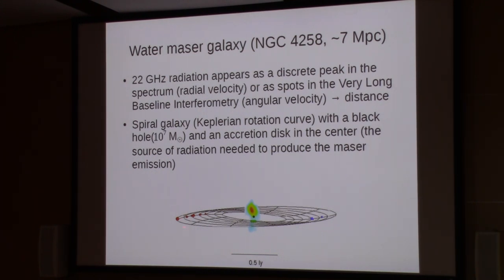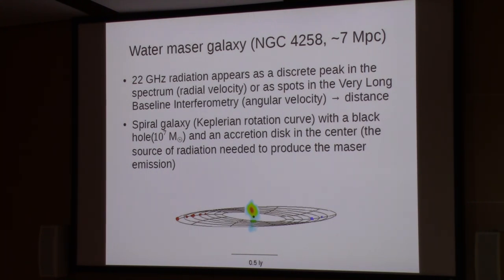So we have here clouds of water molecules orbiting around the galactic center where there is a black hole with accretion disk. And so this is a source of heat, of radiation that induces maser emission from those water clouds. And these are observed using spectroscopy, with this discrete peak at 22 gigahertz. We may measure radial velocities from it, and using interferometry again, angular velocities of such clouds. So the movement of the clouds may be traced.